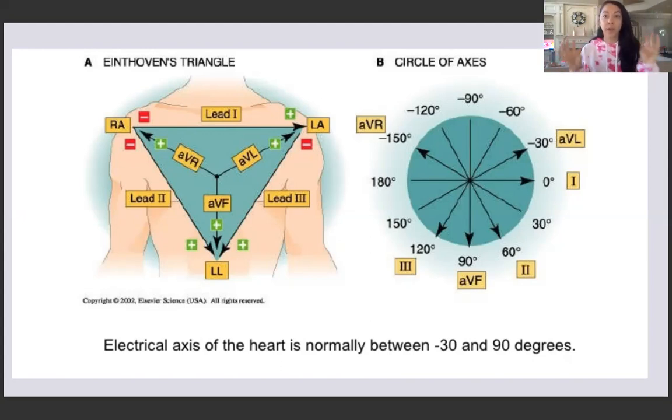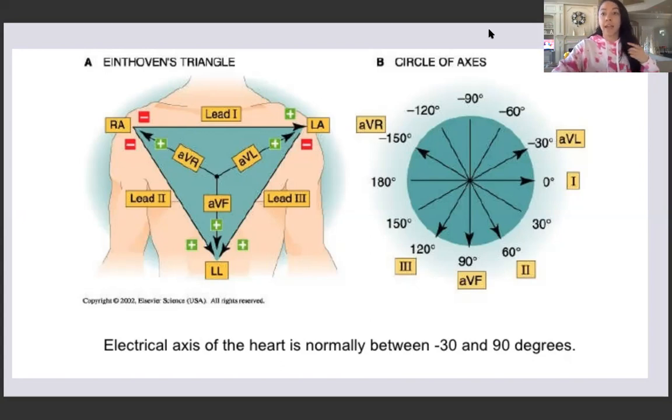The normal direction of depolarization is going to go from the right to the left here, okay? The heart is polarized from the upper right to the lower left. That is the normal axis, the normal direction of depolarization, okay?